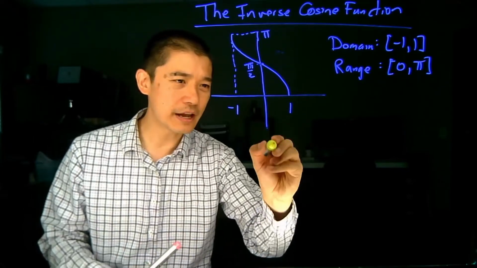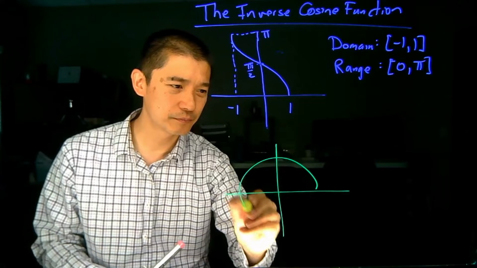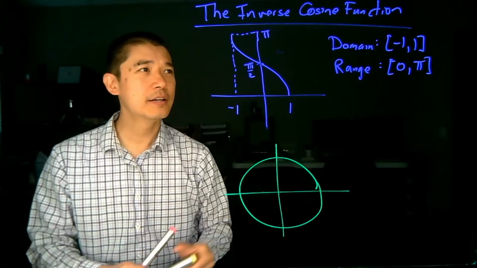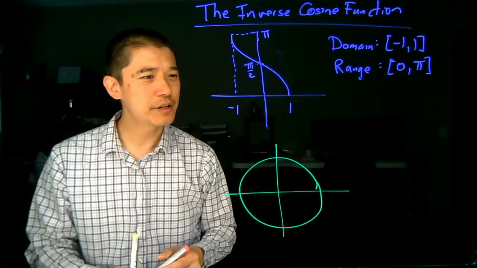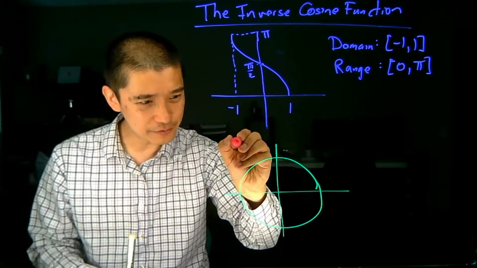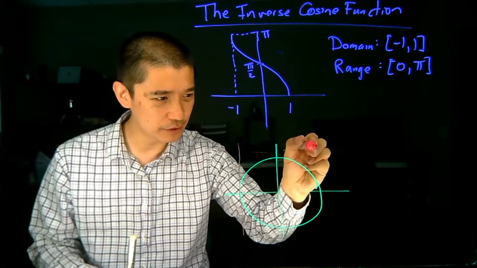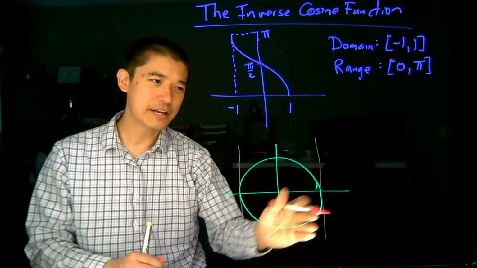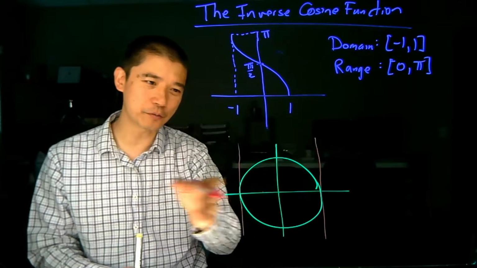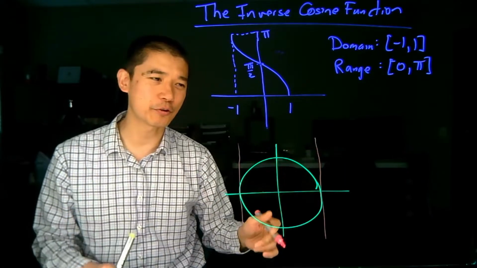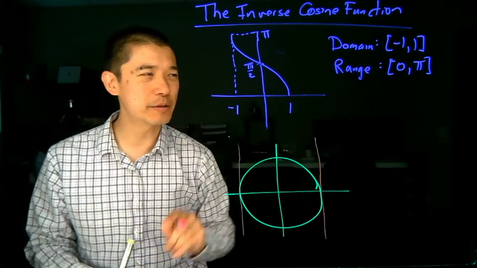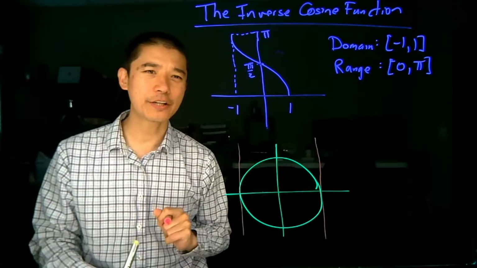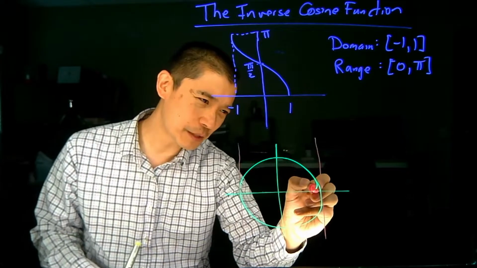So let's say that we have a unit circle, like this. The domain being -1 to 1, that corresponds to picking x values between -1 and 1. And if we pick values that are further to the right or further to the left, we're not even going to get points on the circle anymore. So that part makes sense, the domain being from -1 to 1. Why is the range from 0 to π? Well, let's think about this point right here.